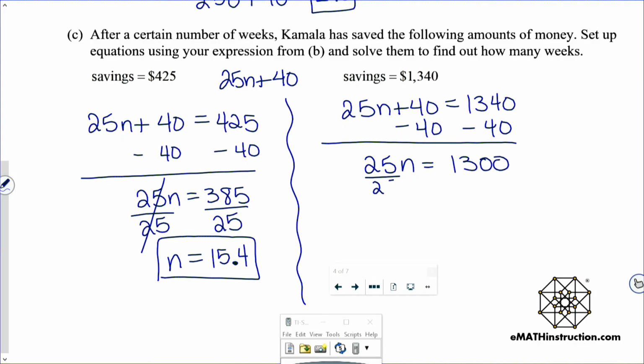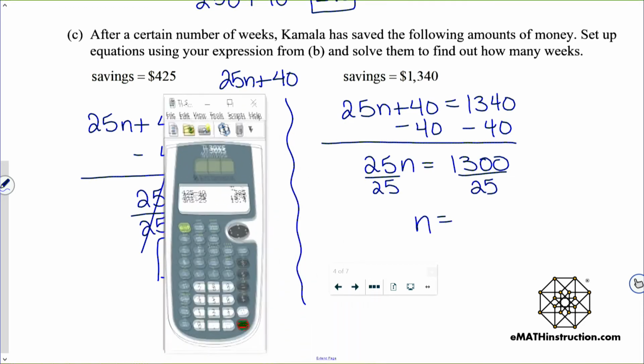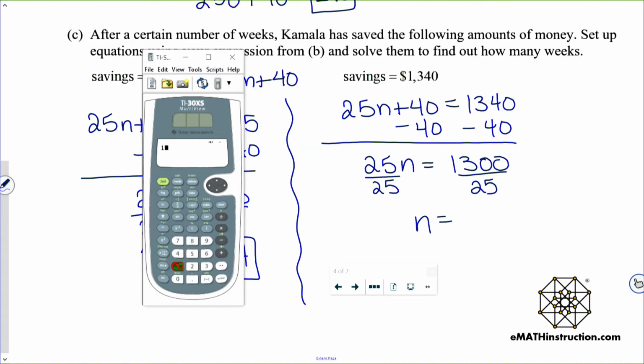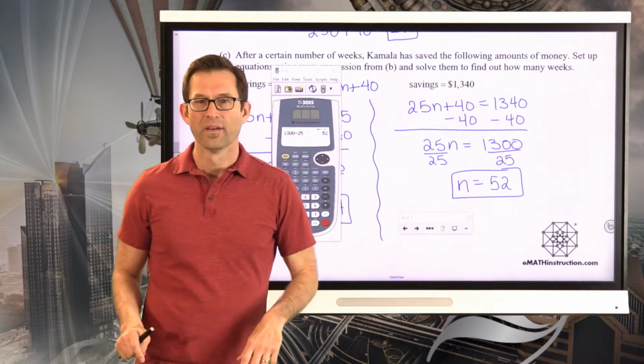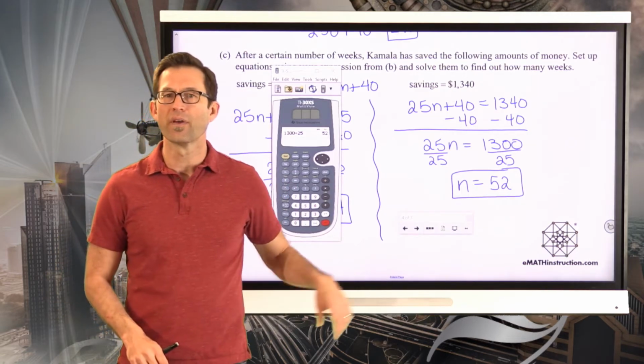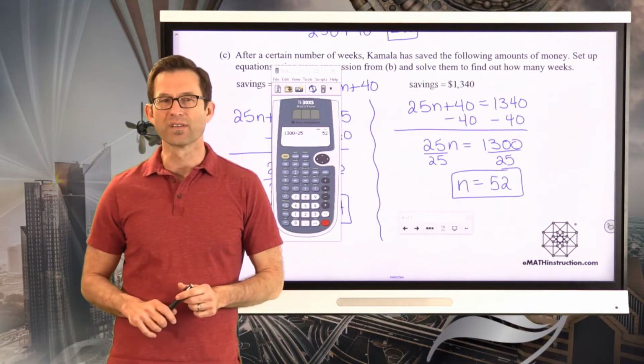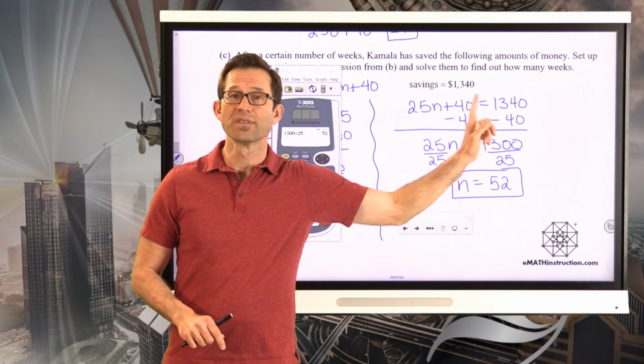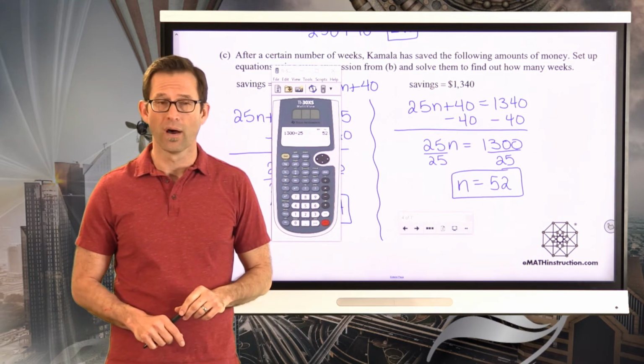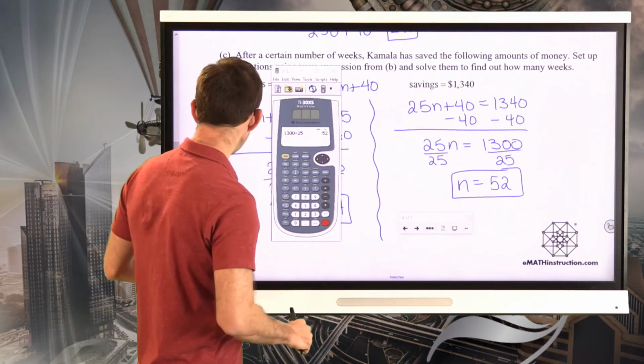But now when I divide both sides by 25, this is when I definitely would rather have my calculator because I don't really want to do that. So let's do 1,300 divided by 25. And that gets me 52. All right. By the way, just a quick question for the trivia buffs. What's important about 52 weeks? It's the number of weeks in a year. So it would take her a whole year to save up $1,340. Full year.